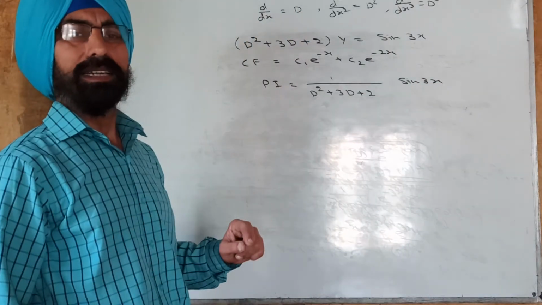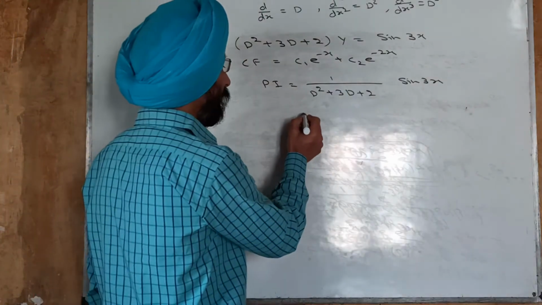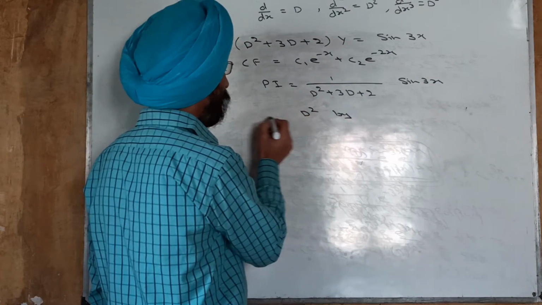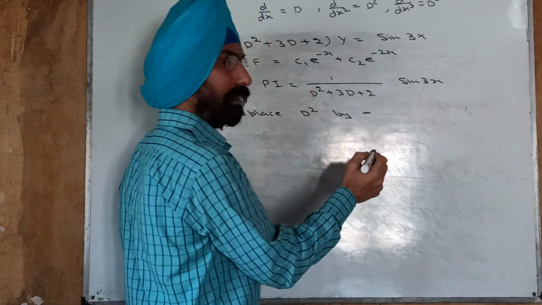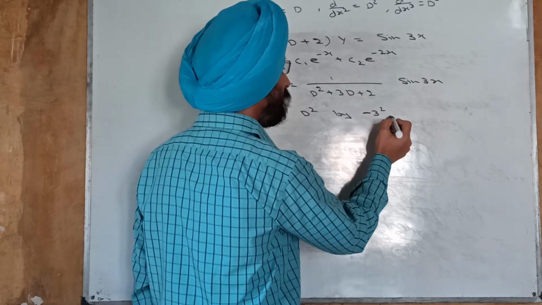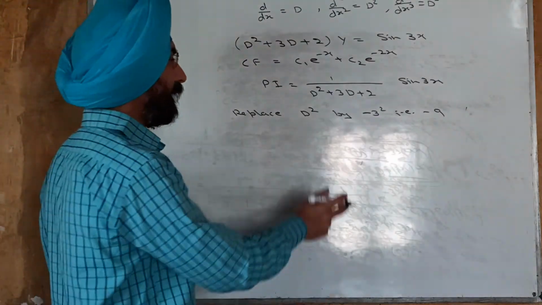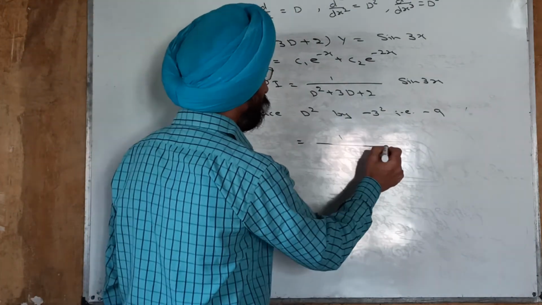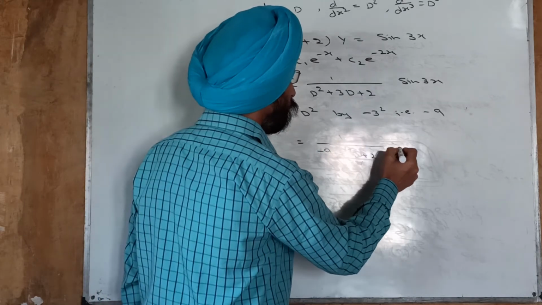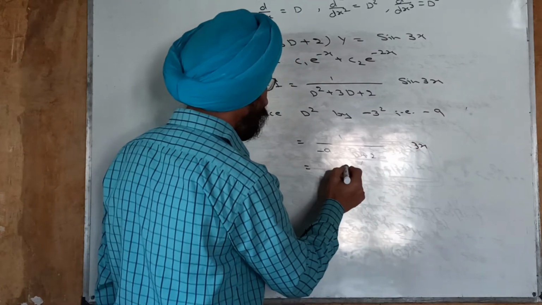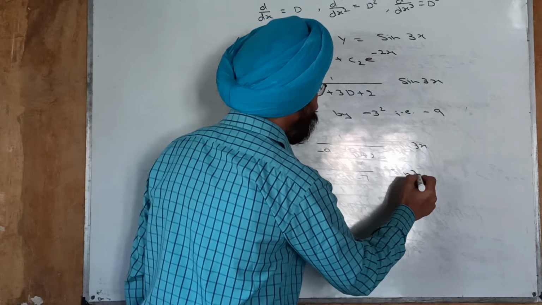What is a here? a is 3. And I asked you to replace D square by minus a square. a square means 3 square, so that means minus 9. Replace D square by minus 9. So what you are going to get is 1 upon, this D square will become minus 9, plus 3D plus 2, sine 3x, or you can say 1 upon 3D minus 7 sine 3x.